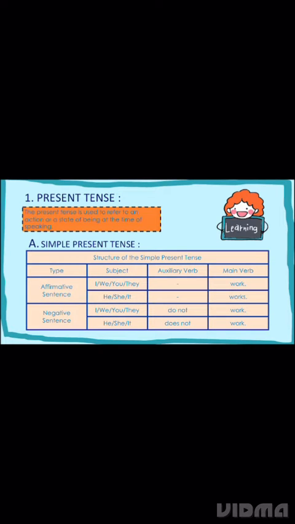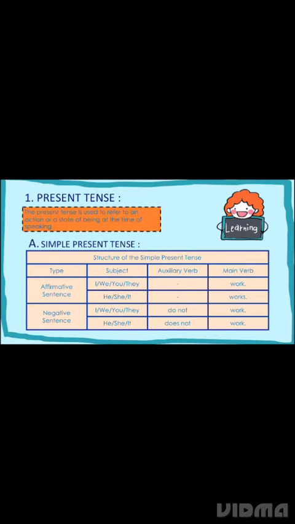Let's look at the structure of the simple present tense. How are we going to use these in our sentences? Now there are two types of sentences. They are either affirmative, that is positive, or negative, that is negative sentence. So in an affirmative sentence, that is a positive sentence, the subject will be I, we, you, they. How are we going to apply? Now these I, we, you, they are our main subject, the action that is being done on these people.